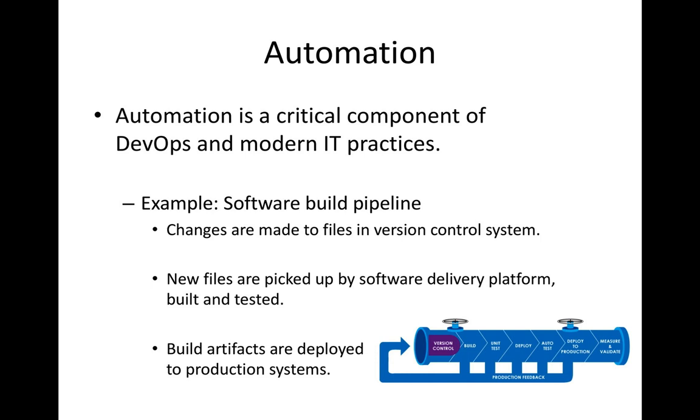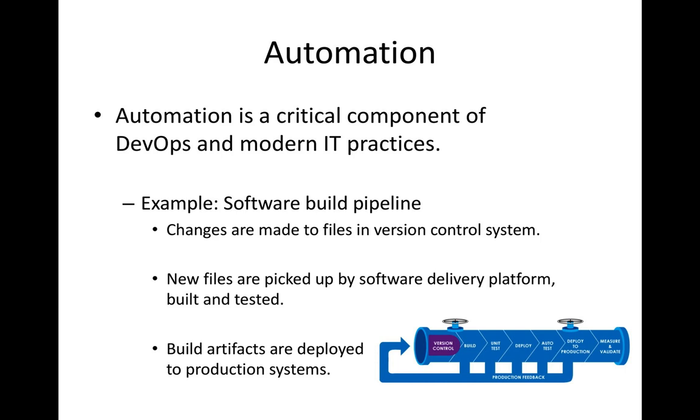Automation, as I mentioned, is a really critical practice that you'll find in a modern IT organization. There's a couple different examples of automation that you might find in an organization that's following DevOps methodologies. You'll see organizations building software build pipelines. And within a software build pipeline, a developer commits code to a software repository. Those code changes are committed to a version control system.